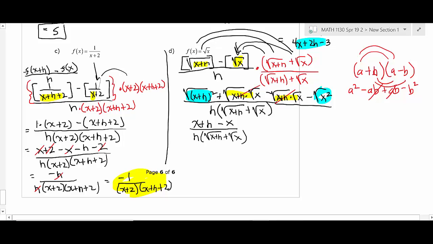And what happens on these difference quotients almost always is you end up getting rid of this h in the denominator, that leftover h. So then what you'd end up having is h over h times square root of x plus h plus square root of x. The h's cross out, and then you're done. That's as far as you can go. So you'd end up having 1 over square root of x plus h plus square root of x, like that.